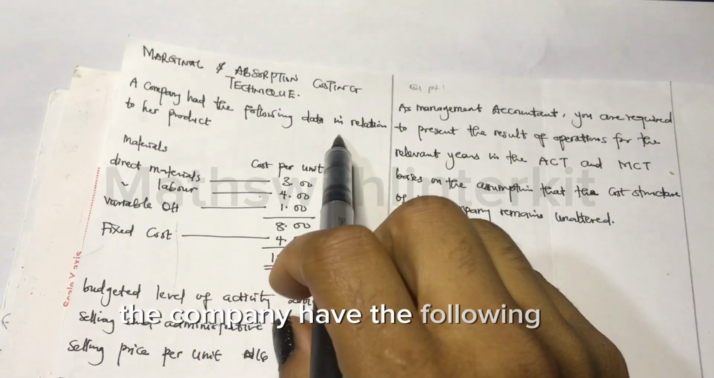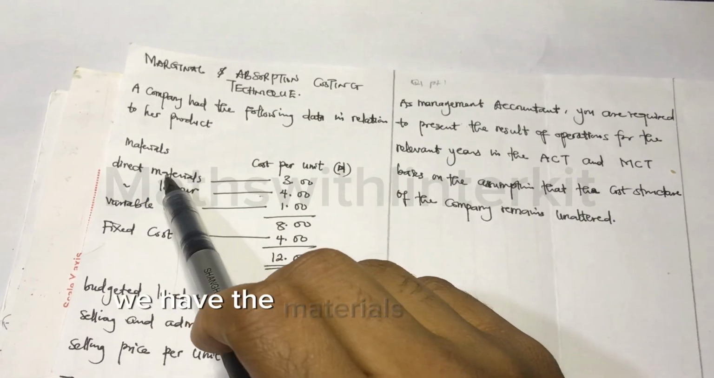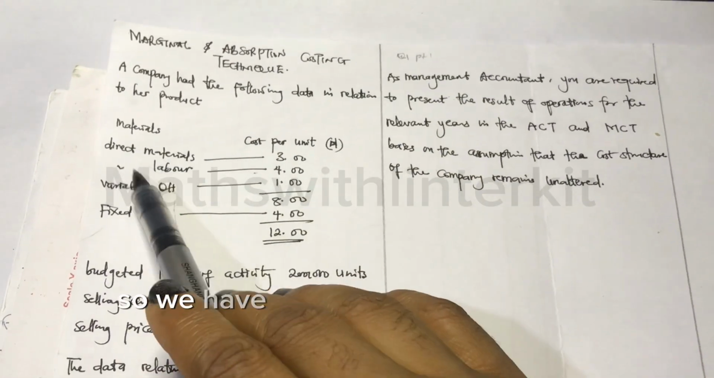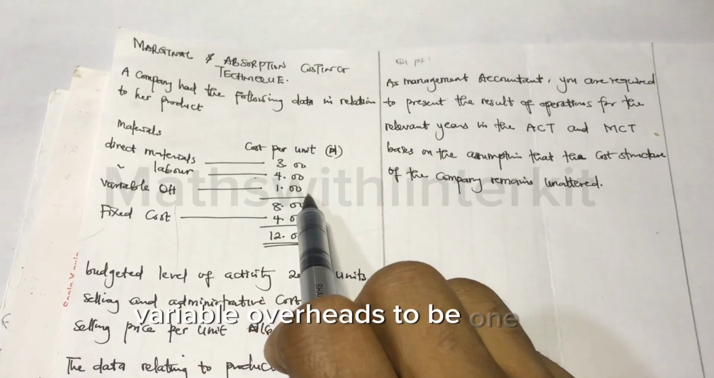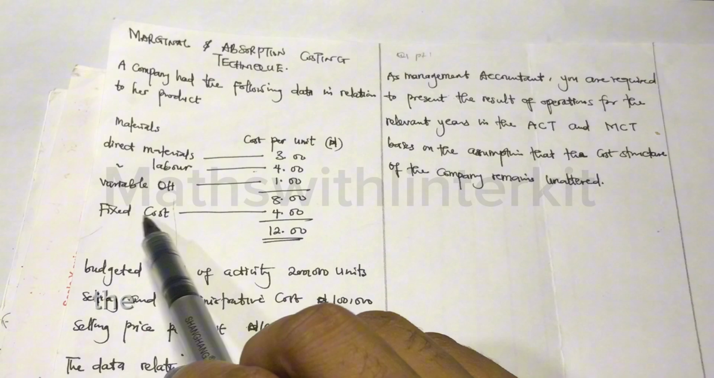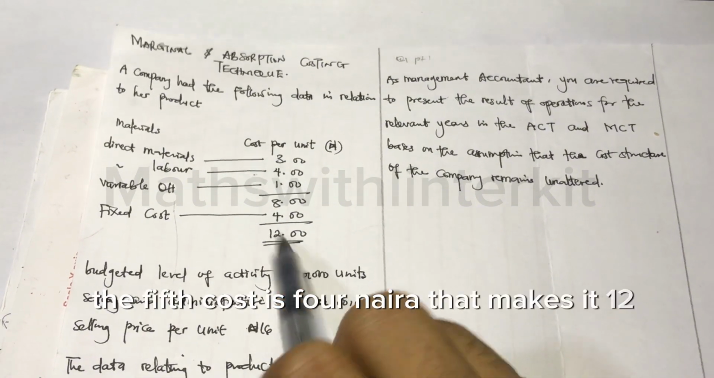A company has the following data in relation to her product. We have the materials and the cost per unit. So we have direct materials to be 3 naira, direct labor to be 4 naira, variable overhead to be 1 naira. So the total is 8 naira. The fixed cost is 4 naira. That makes it 12 naira.